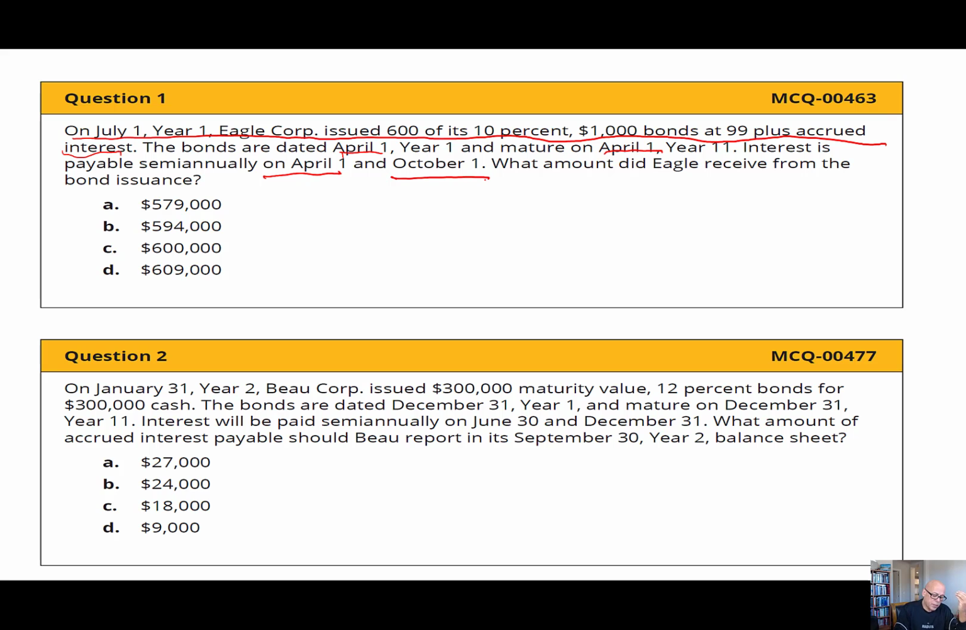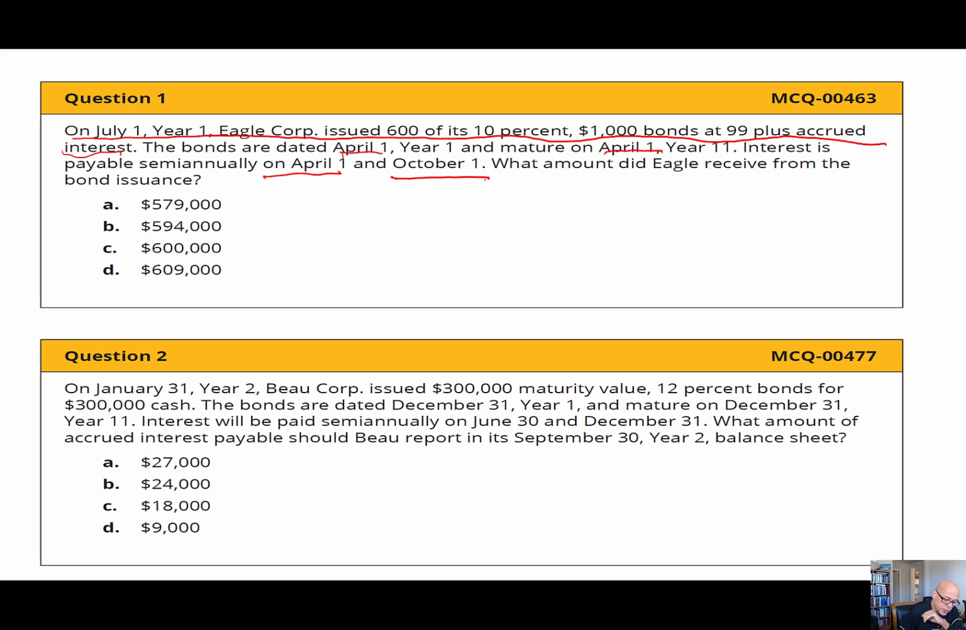So they're sitting there saying, well, wait a minute. Your last interest payment date was April. And so what's happened is May and June have gone by since your last interest payment date. So we say, what amount should we receive upon the bond issuance? Our last interest payment date was April 1st. So we've had all of May, all of June go by on this.